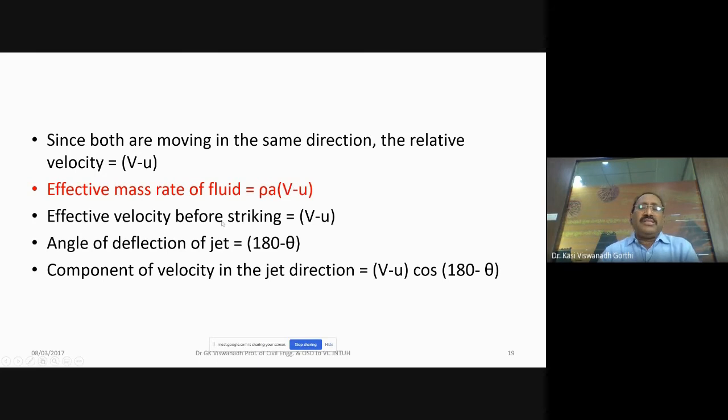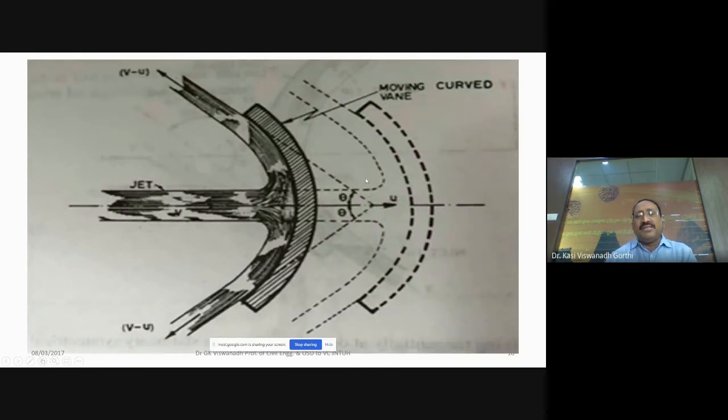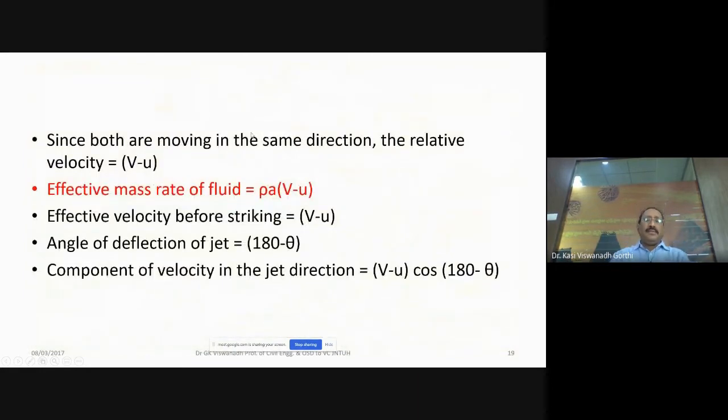Okay. So before striking, it has a velocity of V minus U, the effective or relative velocity. The angle of deflection of the jet is 180 minus theta, as we have seen in the figure. So it is leaving at this point, and its component will be (V minus U) cos(180 minus theta). The component of the velocity with respect to the jet direction, (V minus U) cos(180 minus theta), is the velocity of the leaving jet, and V minus U is the velocity of the incoming liquid jet.